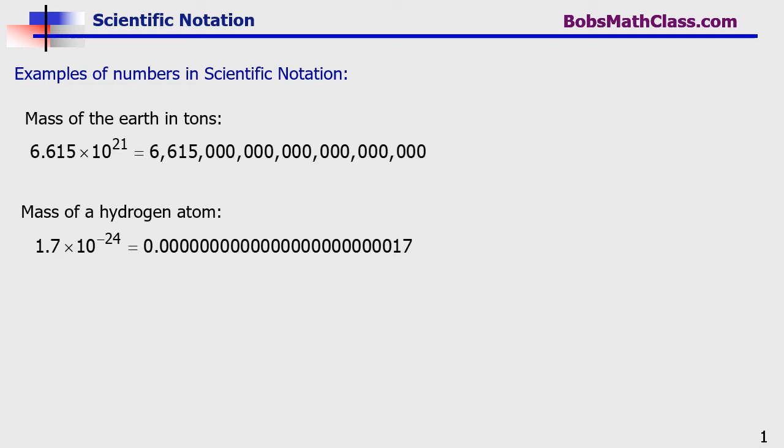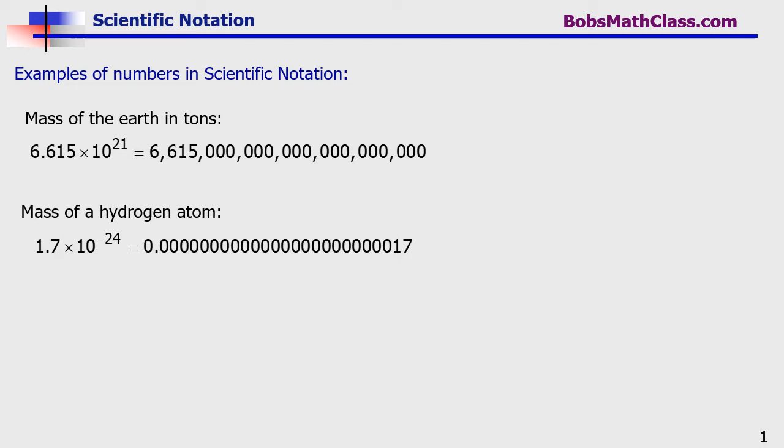The mass of the Earth in tons, 6.65 times 10 to the 21st power. That's the same as this number to the right. Let's see, how many zeros is there? 3, 6, 9, 12, 15, 18. 18 zeros. And then 3 more places, that makes 21. 21 places after the first 6. That's where the 21 comes from.